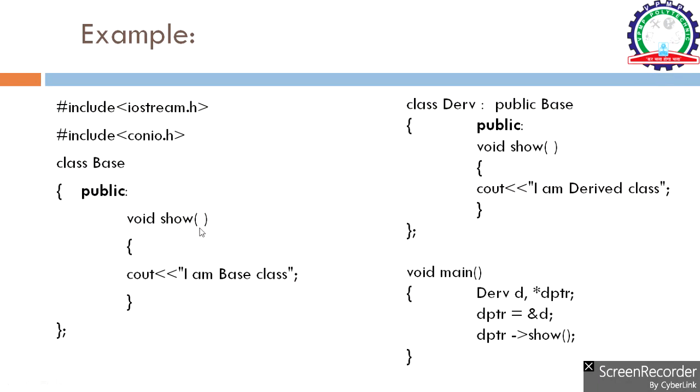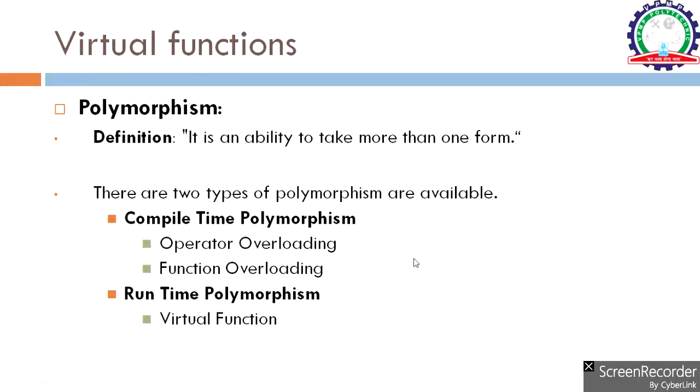Okay, so this is all about pointers in derived classes. Now let's move forward to our next objective, that is virtual functions.